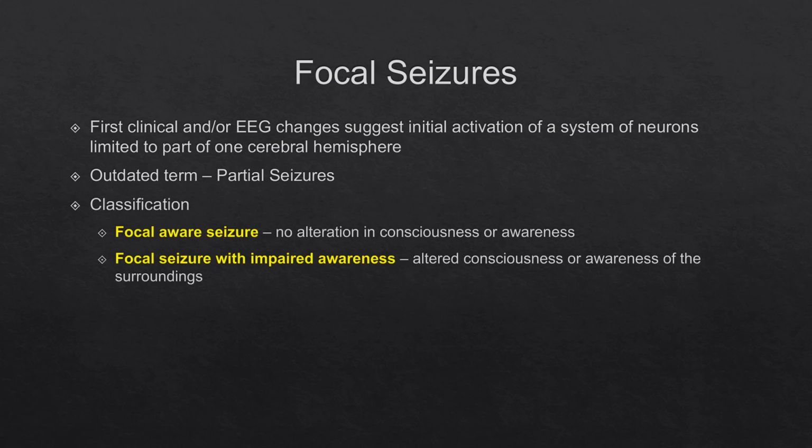Previously we used to classify as simple partial seizures and complex partial seizures, but now the accepted terminology is focal aware seizures or focal seizures with impaired awareness. Otherwise we can call it focal seizure with intact awareness and focal seizure with impaired awareness. What is meant by focal aware seizures? It refers to a focal seizure with no alteration in consciousness or awareness. And what is focal seizure with impaired awareness? The name is self-explanatory: the focal seizure is associated with altered consciousness or awareness of the surroundings. So that is the basic classification of focal seizures.